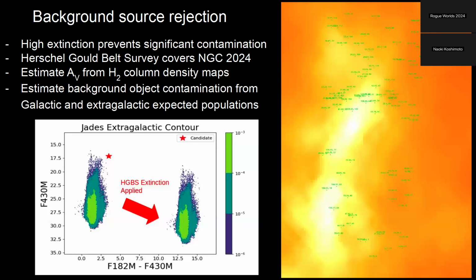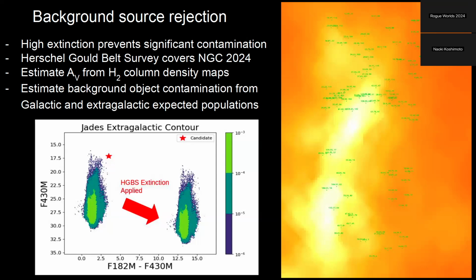So on the right, I'm showing the Herschel maps where these green circles are the sources that we've identified in the data. And you can see that there are regions with really high extinction. There are regions with pretty low extinction. So we estimate the extinction for each source and say, if this is a background object, it has to have at least this extinction. We apply that to our galactic field and extragalactic population contours. You see right here on the right.